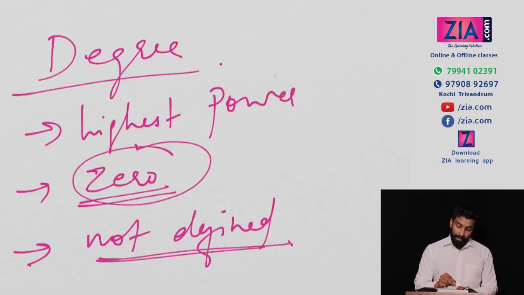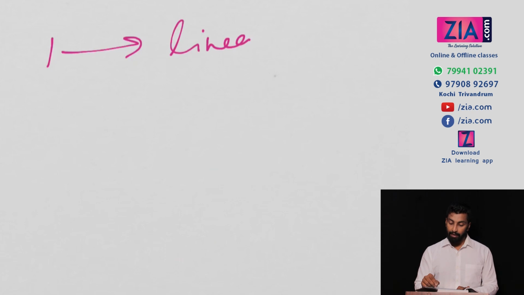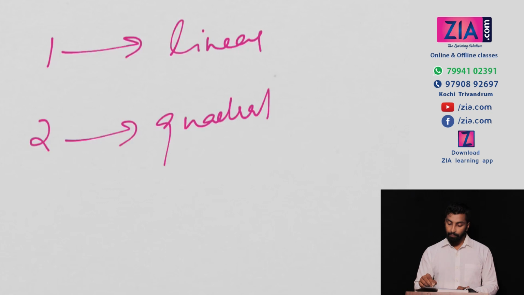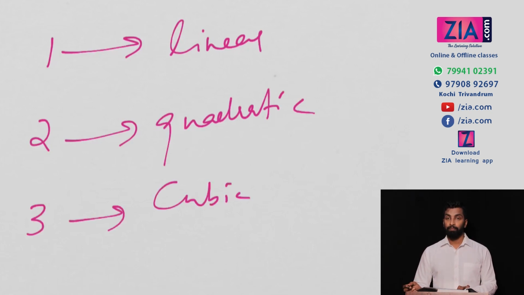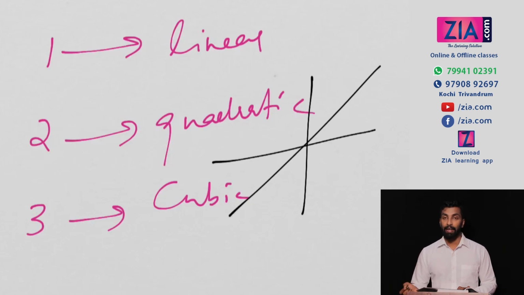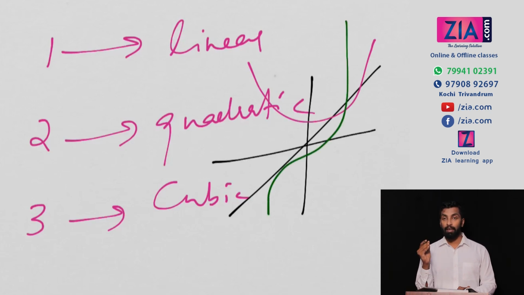Now depending on the degree, you can name the polynomial. If degree is 1, you have linear. If degree is 2, you have quadratic. If degree is 3, you have a cubic polynomial. And we have already understood this, right? The graph of a linear polynomial looks like a straight line. Quadratic looks like a parabola. What about a cubic polynomial? It looks like this. So this is how the graphs look in case of linear, quadratic and cubic.